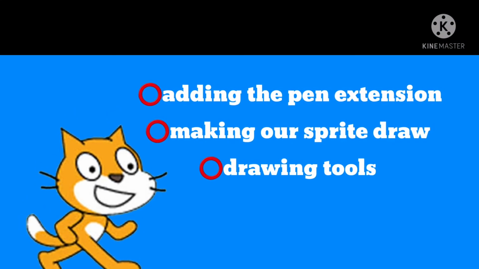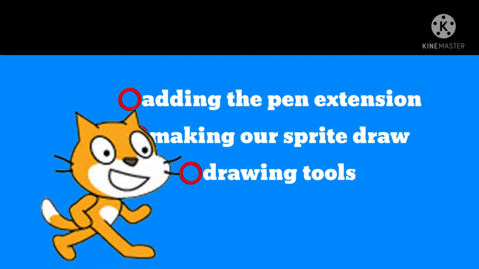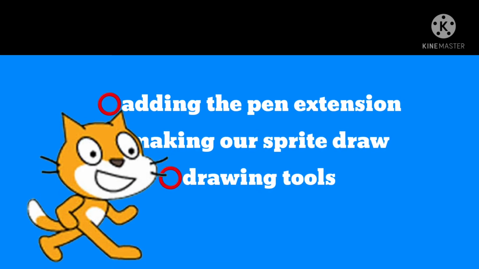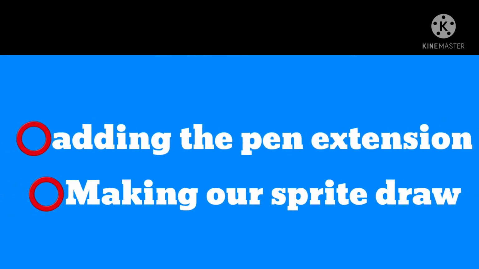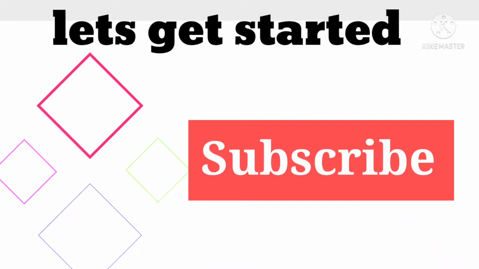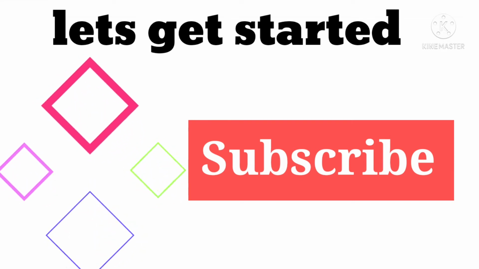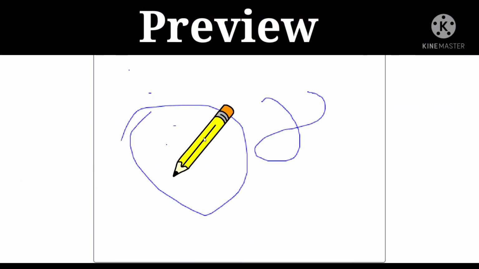The first thing we have to do is adding the pen extension. Making our sprite draw is the second one, and adding drawing tools is our third one. We are going to be focusing on adding the pen extension and making our sprite draw. So let's get started. Here's a preview of what we are going to be making.